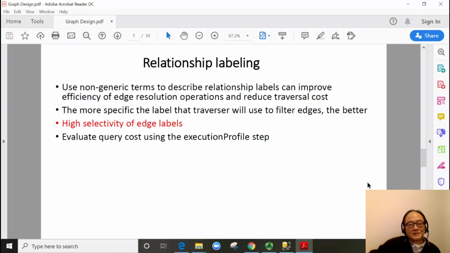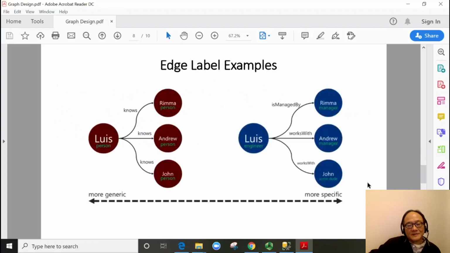Also, pay attention to how we label edges. We want to make sure the edge labels are highly selective. This will make the operations a lot more efficient. Here is an example of using the distinct edge labels. Distinct edge labels can improve the graph traversal.